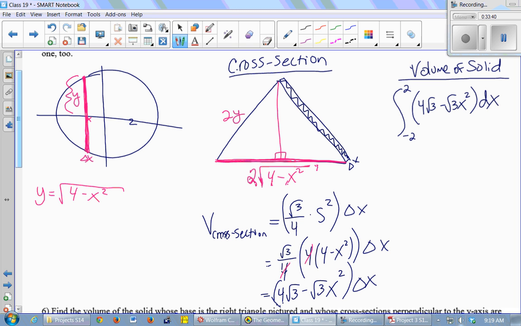And if you just plug that into your calculator or take the antiderivative and plug in your bounds, you end up with approximately 18.475. All right, should we check our work?